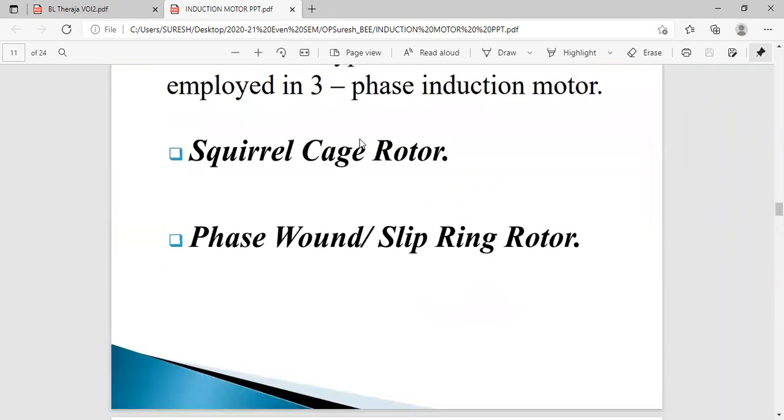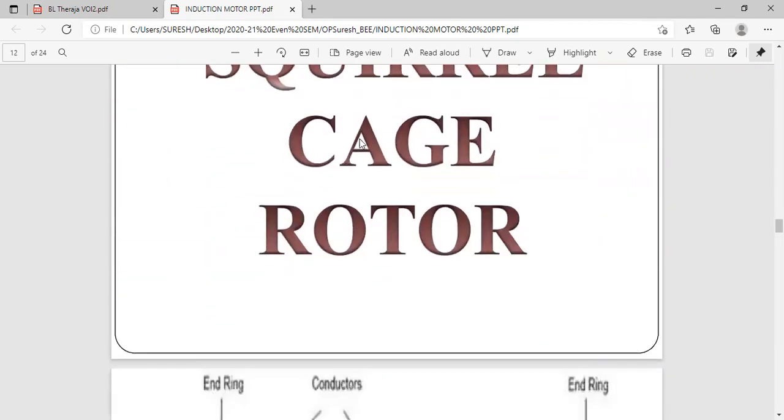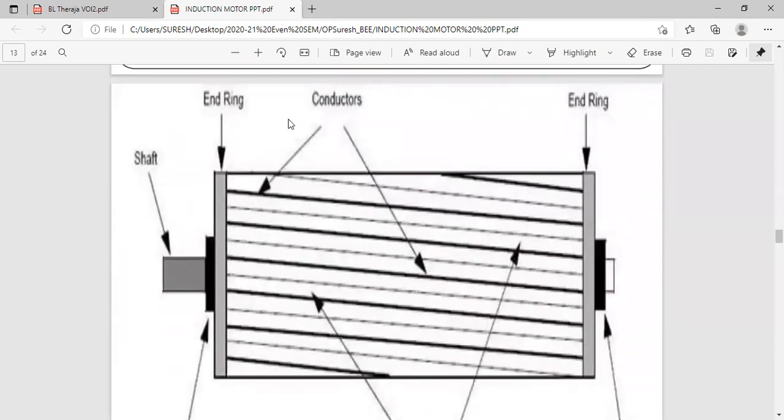Rotor is of two types: squirrel cage and slip ring rotor. See, this is the rotor. These slots are not parallel, you see. And the rotor bars are short circuited at the end points by giving some slight skew at the end point. Here it is not shown. This is the end ring. So slight skew is given. These rotor bars are not parallel.